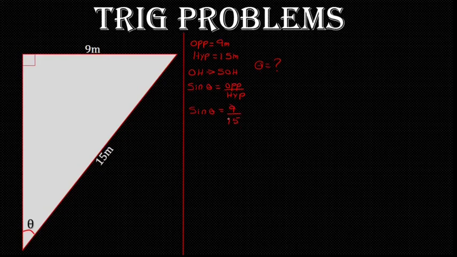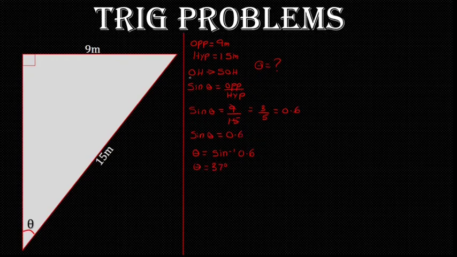Let's divide this. 3 can go, that'll be 3 and 9. I have 3 over 5, in decimal that'll be 0.6. We then have that sine theta is equal to 0.6. Now what do I do? I would divide both sides by sine, and that will give me that theta is equal to sine inverse, like sine raised to power minus 1, of 0.6. You could check your calculator by pressing the second function of sine to give you sine inverse of 0.6. Our answer would then be 37 to the nearest degree.